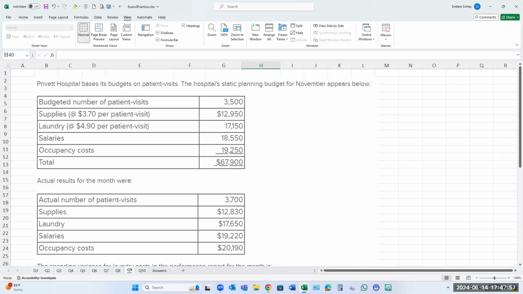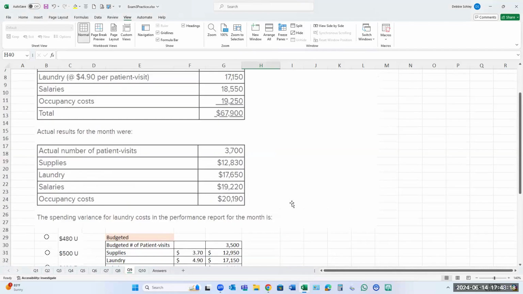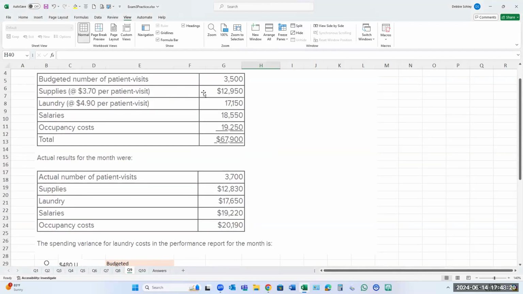Question 9. Private hospital bases its budgets on patient visits. The hospital static planning budget for November appears below. They give me all this information and then they give me actual information. Okay, so I got those copied down. So here's my variable portion.